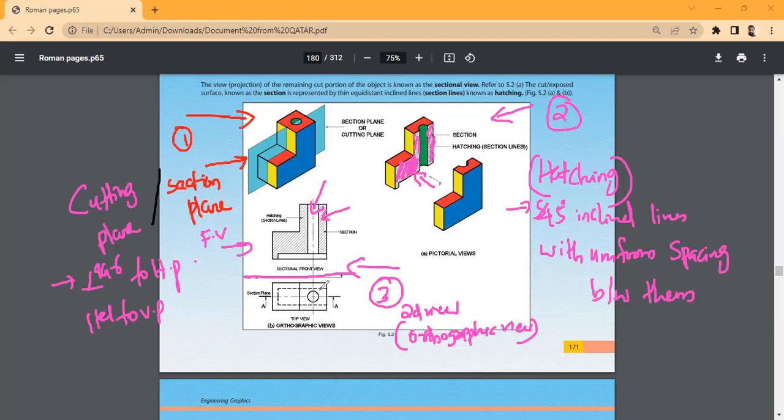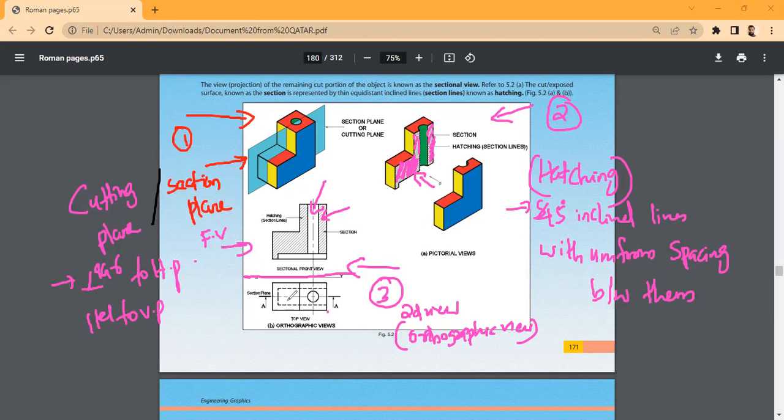Then what about the top view? Say something about the top view. The cutting plane is in the middle. What is that AA? The cutting plane. Yes, the naming of the cutting plane is AA, or BB, or CC, like that.